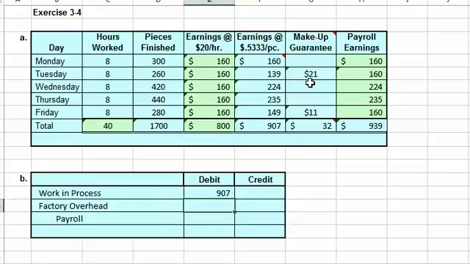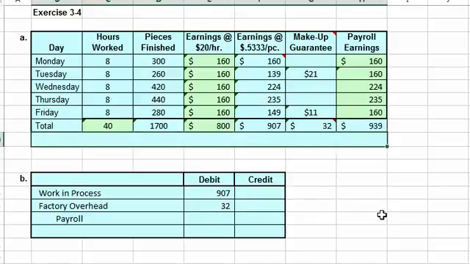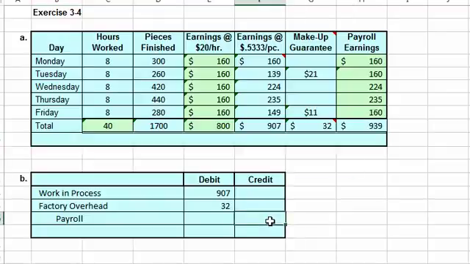Our makeup guarantee, when Susie was under the required production amount, but she still got paid for the full 8 hours, those makeup guarantees, as they're calling them, are going to be a part of factory overhead. So that's our $32. But then total payroll will be the $939. Oh, excuse me, I got that in the wrong place. Okay, you guys, practice this one with me, and then you shouldn't have any trouble with your next homework problem, exercise 3-3.